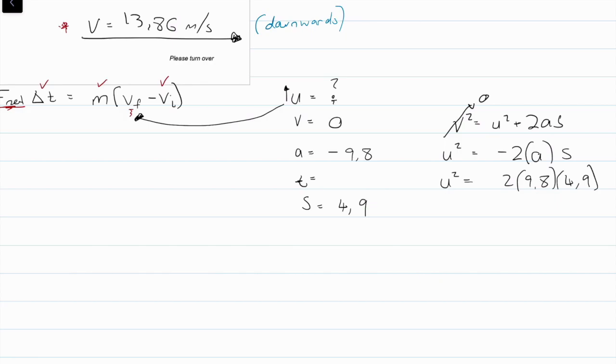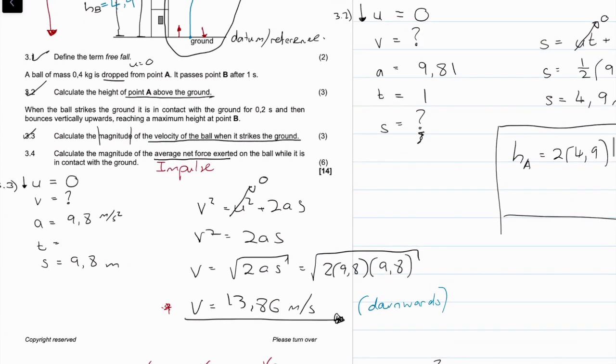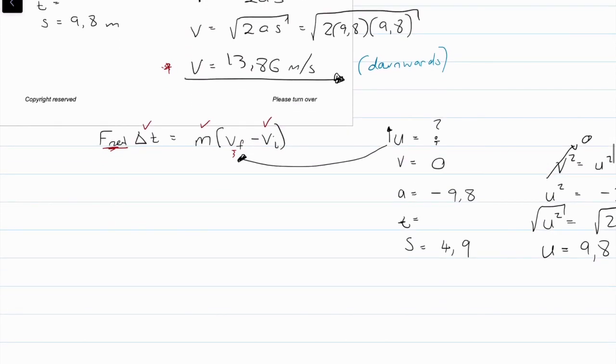I'm going to erase that, and I'm going to take the square root of both of these sides. And what I get is that my initial velocity was equal to, let's plug it into my calculator, 2 times 9.8 times 4.9 gives me a value of 9.8 meters per second, and that is upwards. Okay, so my initial velocity is 9.8 upwards. Okay, so now I know what that value is as well. Okay, so for this equation, I'm going to take upwards as being positive.